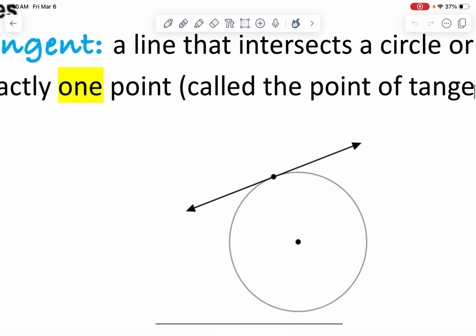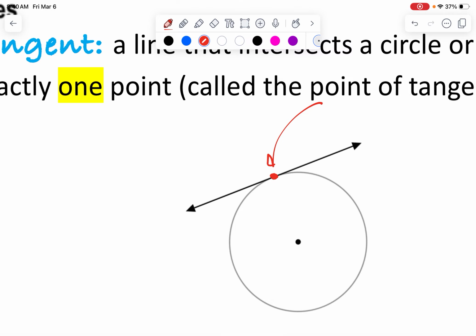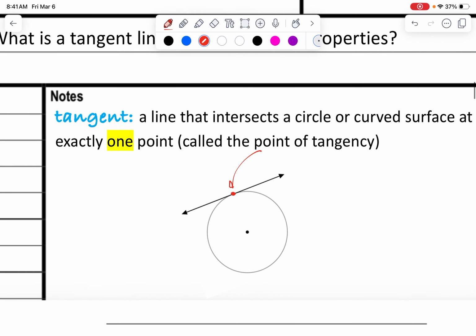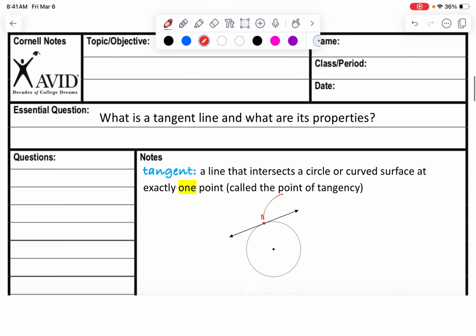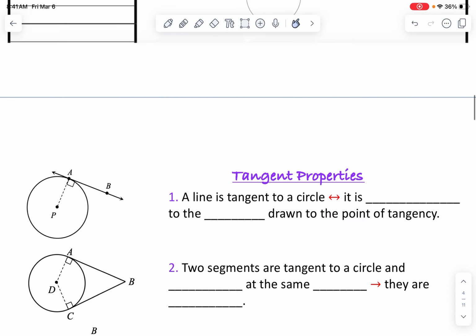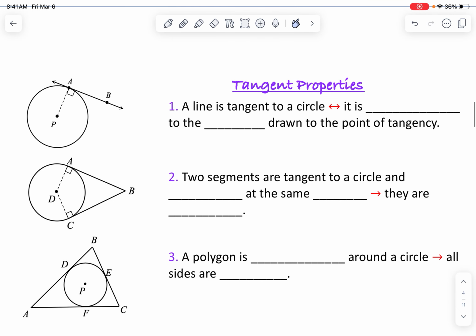So here's a circle, and this right here is our point of tangency that intersects only there. Okay, so that is a tangent line. This is something that's talked about in calculus quite a bit. Okay, so tangent properties, there's a few here.